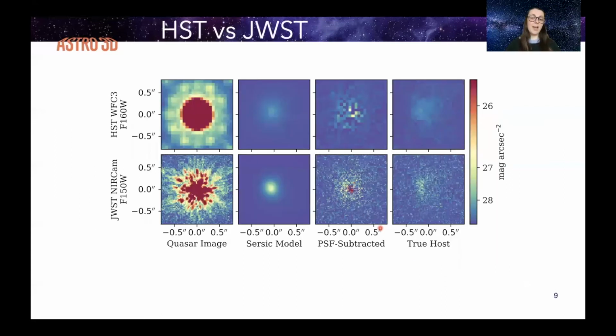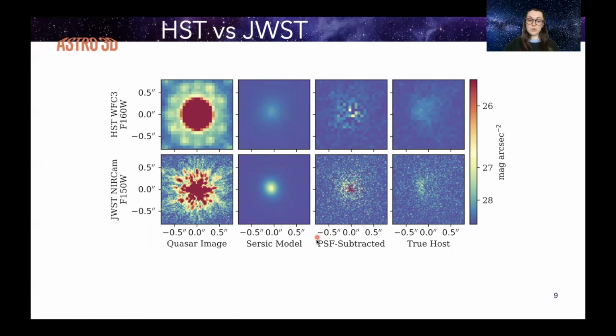As an example, here we have one quasar observed in both HST and JWST in the H band with an exposure time of 4.8 kiloseconds. This left panel here is what you get when looking with a telescope, so it has the quasar emission and the host galaxy emission. We pass this through PSF-MC and it finds a best fit Sérsic model for the host galaxy.